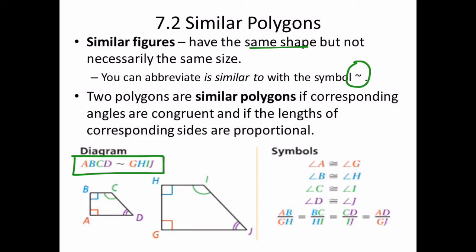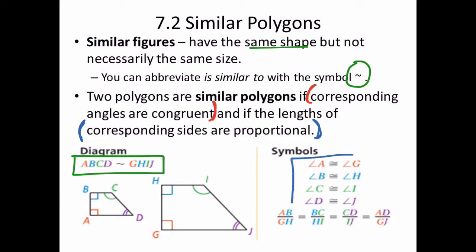There are two rules for similar polygons. The first is that your corresponding angles have to be congruent. Here in the red, corresponding angles have to be congruent. And the second rule is that the corresponding sides have to be proportional. So that's what they've shown you here in the figure, the diagram.